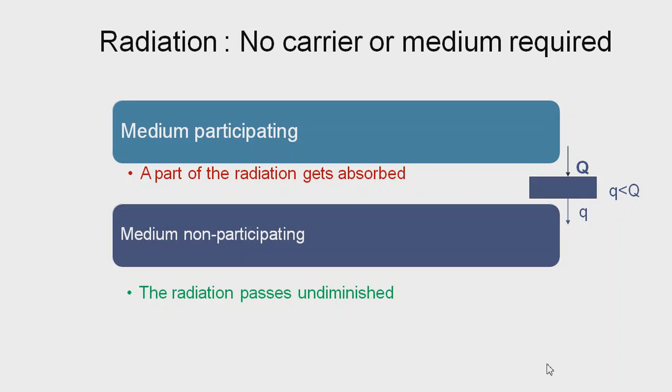For this, I am considering 2 cases. First case, in which the medium is participating. Because of that, a part of the radiation gets absorbed and becomes small q. And in the case where the medium is non-participating, meaning the radiation takes place in vacuum, in that case the total heat transfer by radiation is capital Q. Clearly, small q is less than capital Q.